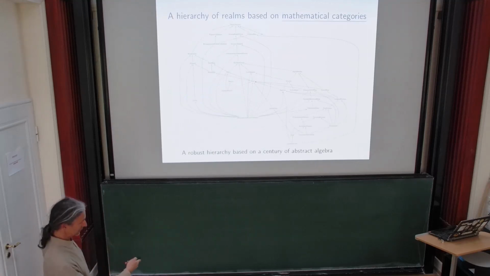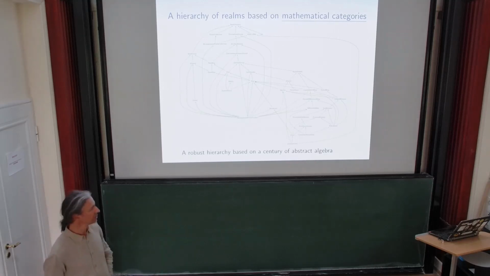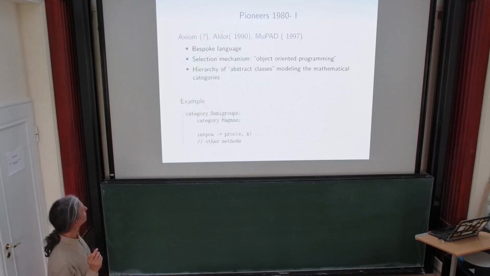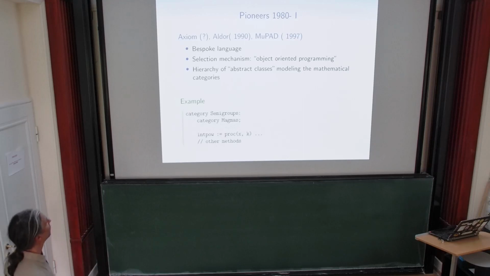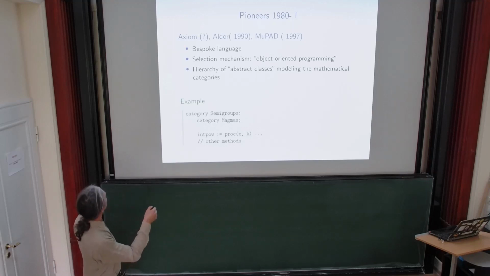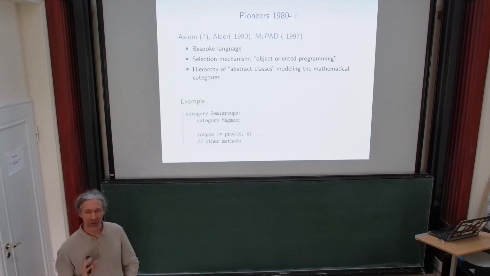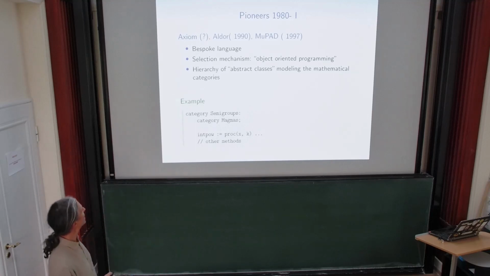So yeah, because we have a century of abstract algebra and so on, this hierarchy is robust. All right. Of course, this is not a new idea. There have been pioneers since the 1980s, and I will ask James later what data I should put about Axiom. It's been a long project, so I don't know exactly when categories landed in Sage, in Axiom, Aldor, MuPAD, Robertson.